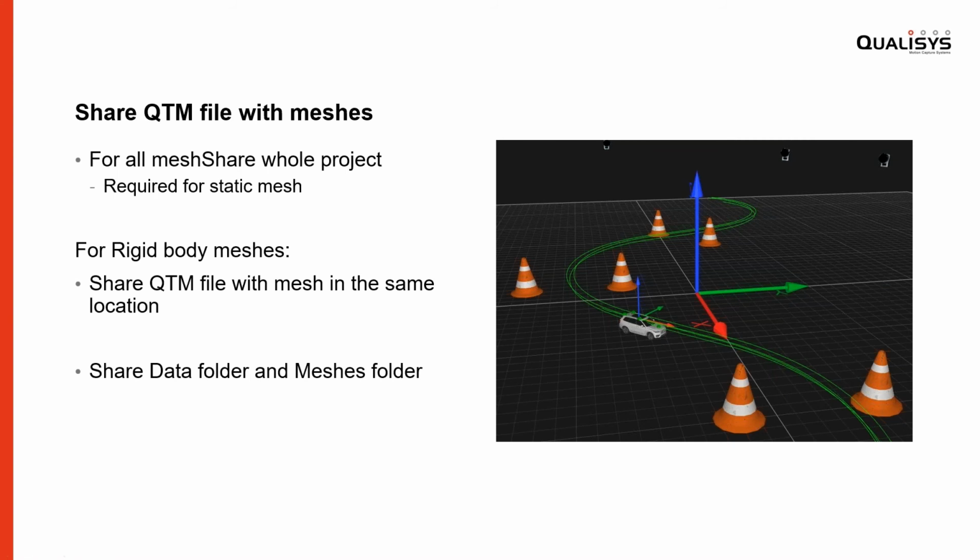And also for rigid body meshes, there are two alternatives. If you don't want to send the whole project, you can just share the QTM file and have the mesh file next to the QTM file. It will then find the mesh when you try to open it. And you can also copy just the data folder and meshes folder and share those two folders together. Then QTM will also find the mesh, even if there's no project at that place.